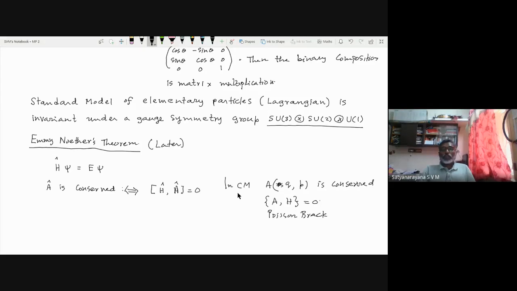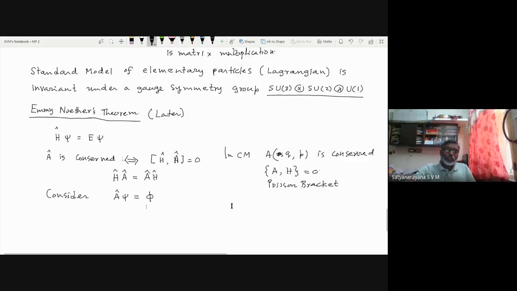So Poisson bracket and the commutator are related. When you take a classical system and go to quantum system, you replace Poisson bracket by commutator. So this is HA minus AH equal to 0. That means what? Your HA is equal to AH. That means the order of the operation is unimportant. Now you consider A acting on psi. Okay, consider A acting on psi. Now psi is not an eigenstate of A, so in general this will be some other state. Okay, let us call this phi.